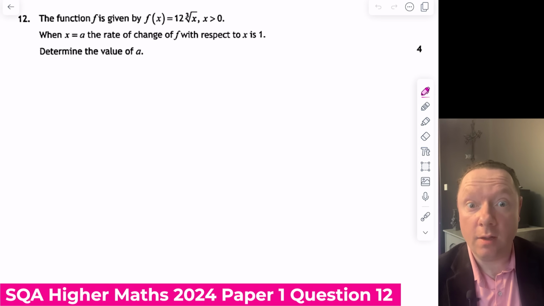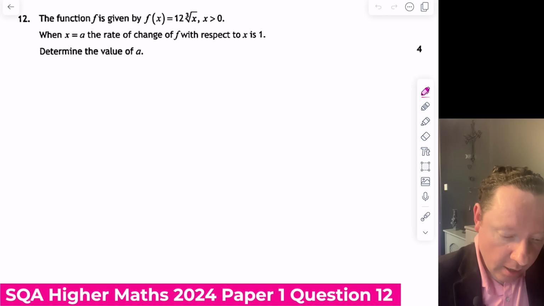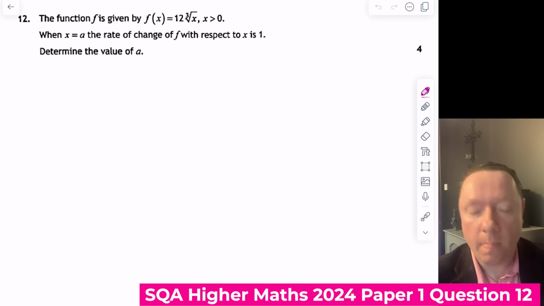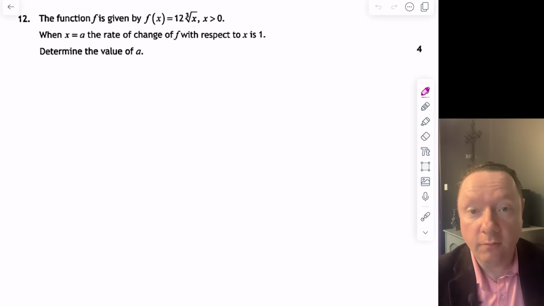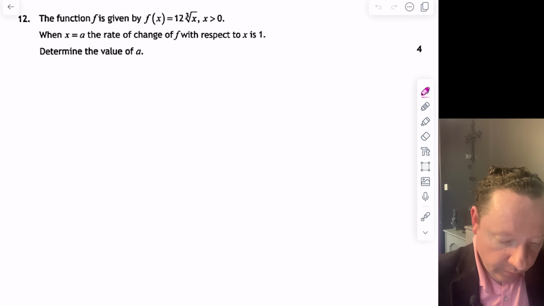SQA Higher Maths 2024, paper 1, question 12. A function f is given by f of x is 12 cube root of x, x is greater than 0. And it says when x equals a, the rate of change of f with respect to x is 1. Rate of change, differentiation. Find the value of a.